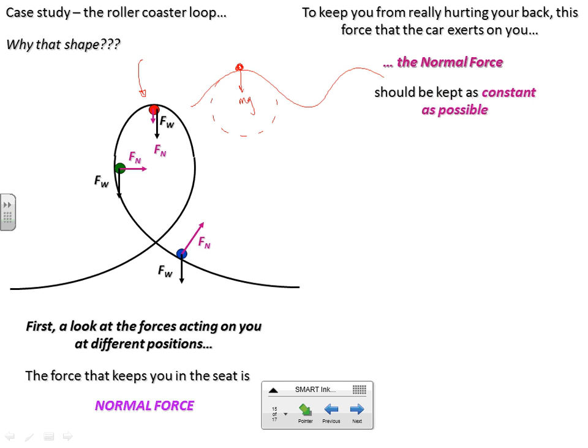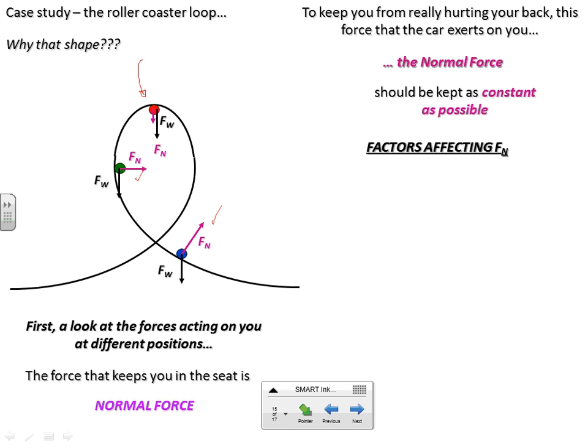Now here, we can't have it go away. We need it to provide centripetal force, but we don't want it to be too big. If it's too big, you feel like you weigh a ton, and like we said, that can be painful. So the question is, how do we keep normal force as constant as possible? Well, here's what we do.